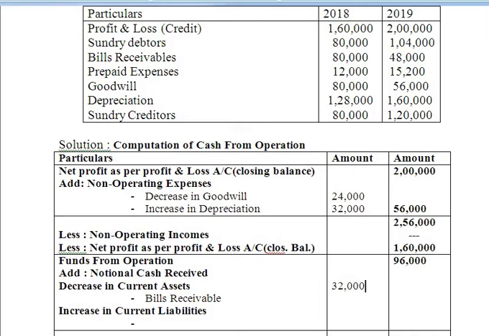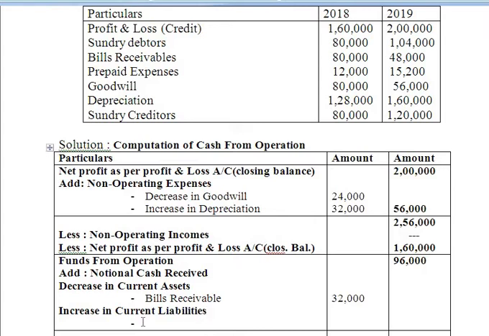After bills receivable we have prepaid expenses, and the amount of prepaid expenses is increased. So here it will not come. Okay, all current assets are over. So there is only one asset, bills receivable.